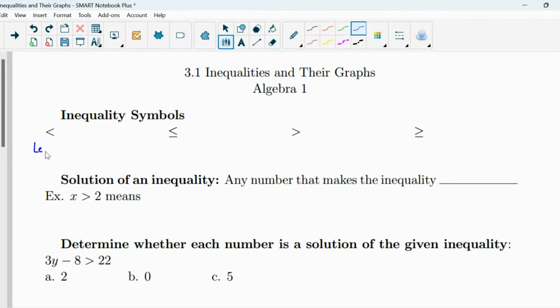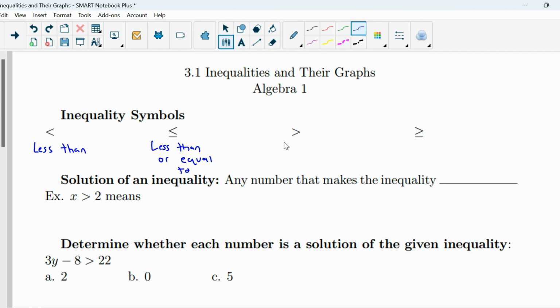Our first symbol here is a less than symbol, assuming that x is on the left side of our symbol. Our second symbol is very similar to the last, although this one has a bar underneath the symbol. This indicates equal to. So this symbol would be a less than or equal to symbol.